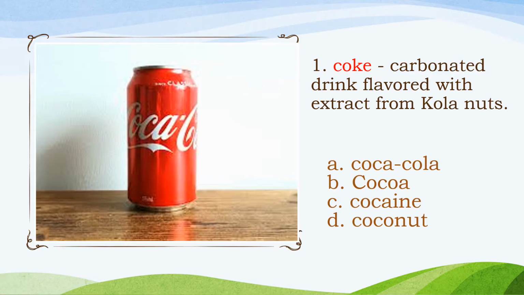Okay, so first we have Coke, a carbonated drink flavored with extract from cola nuts. What is the original word for Coke? Is it A, Coca-Cola, B, cocoa, C, cocaine, D, coconut? If your answer is Coca-Cola, then your answer is correct.